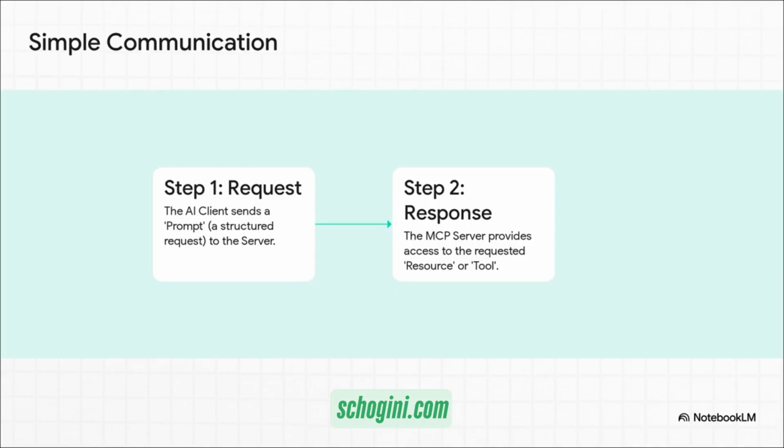And the way they talk to each other? It's so simple. Two steps. Step 1, the AI client sends a prompt. That's just a structured question like, hey, can you find all the transactions from last month that were over $500? Step 2, the server just does it. It provides the data or runs the tool. That's it. That's the whole conversation. No custom code, just a clean, predictable handshake.